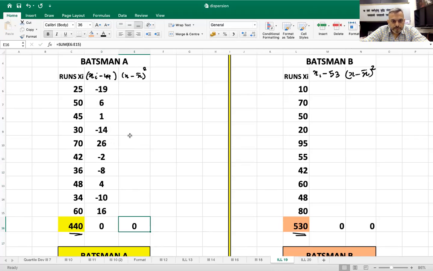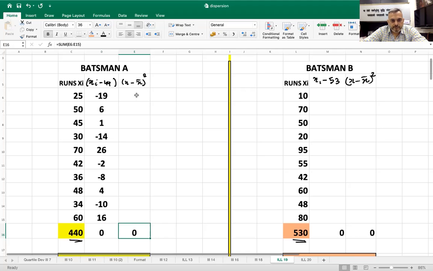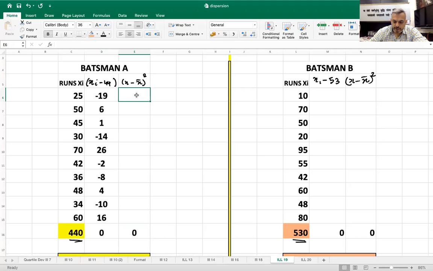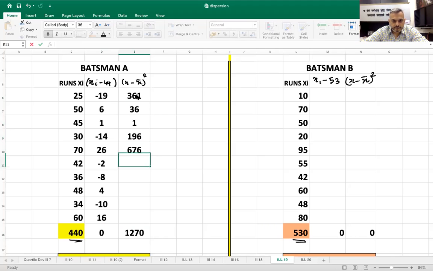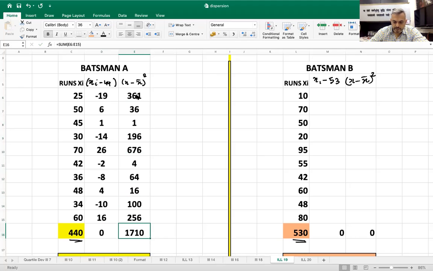Okay, now Xi minus X bar the whole square. So 19 square, 361, 6 square, 36, 1, 14 square, 196, 26 square, 676, 2 square, 4, 8 square, 64, 4 square, 16, 100, 16 square, 256. So 1710 is the total.